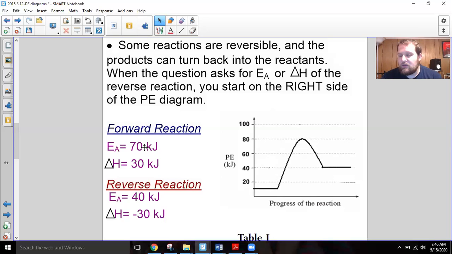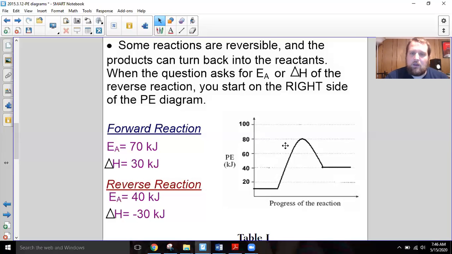The activation energy is going to be different because the hill has a different height depending on which side you're approaching it from. For an endothermic reaction, you have to add more energy in the forward direction than in the reverse. So that's just a little thing. You're going to have a couple questions about that.